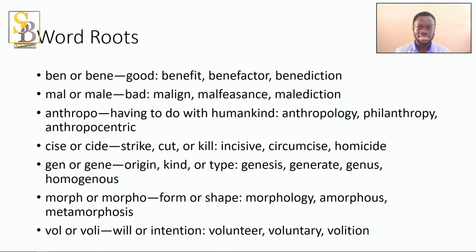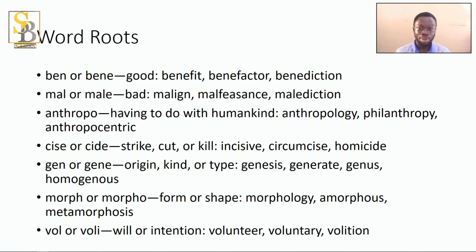Then gen, origin, kind or type: genesis, generate, genus, homogeneous. So it helps you as such. Morpho, form or shape: morphology, amorphous, metamorphosis. Vol or volley, will or intention: volunteer, voluntary, volition. So you don't know the exact meaning of volition, but you know that it has something to do with the will or intention.